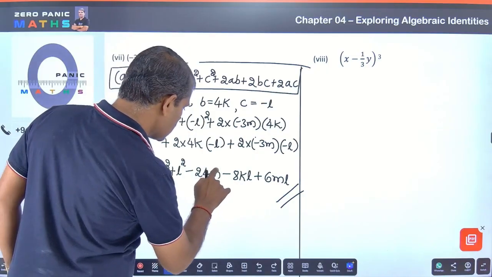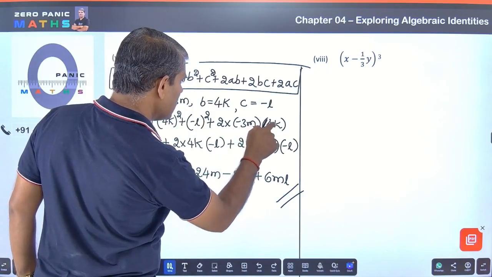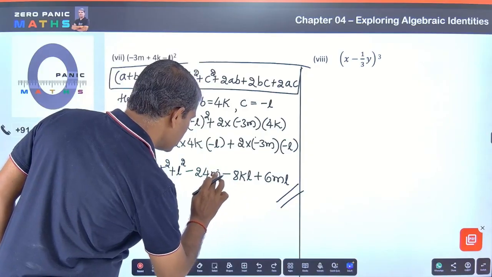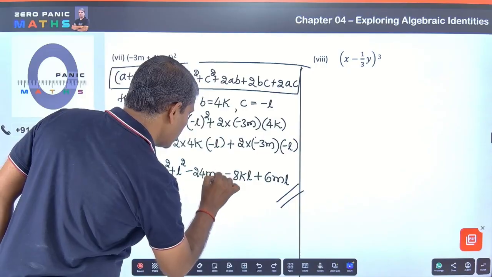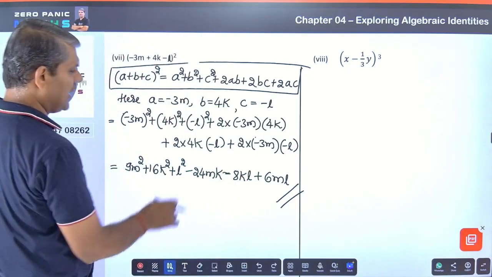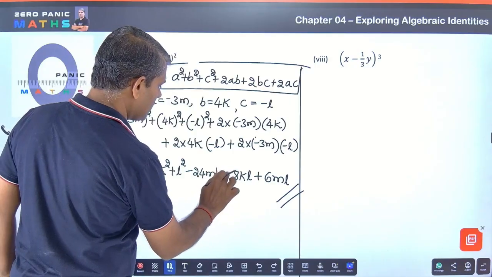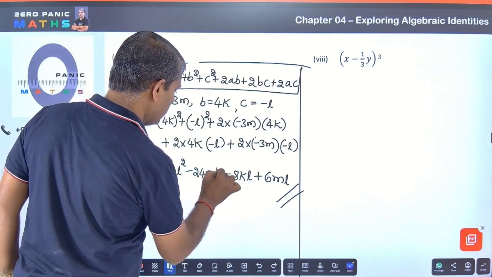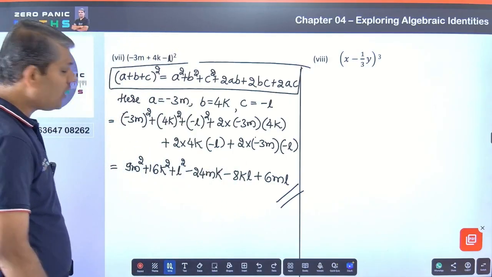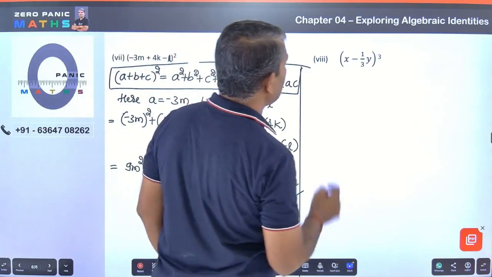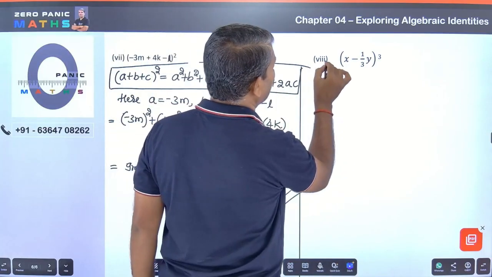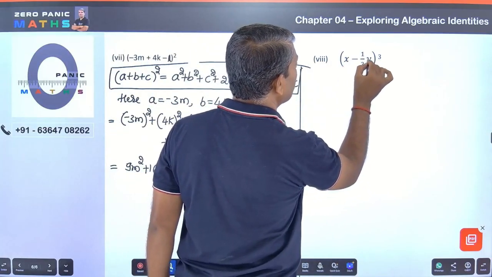Now there is a small mistake. It is mk, so it is minus 24 mk. I missed that k here. So again this is minus symbol. Make that correction. Now this is the final version of this. Let us quickly go to the next problem number 8, that is x minus 1 by 3 y.